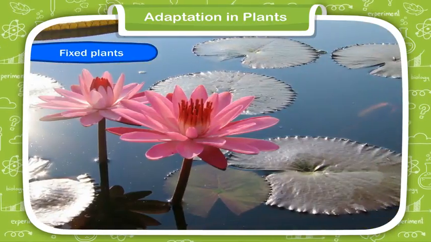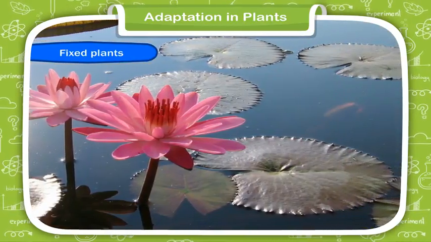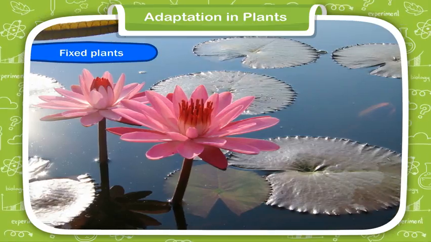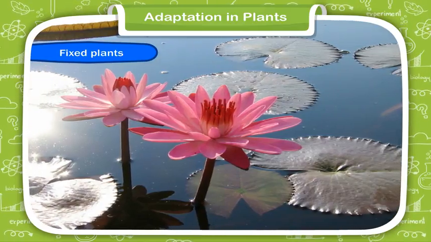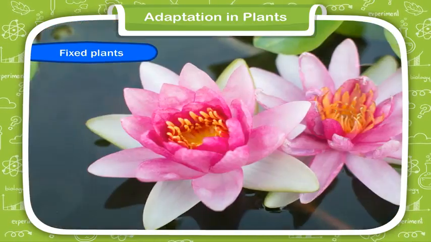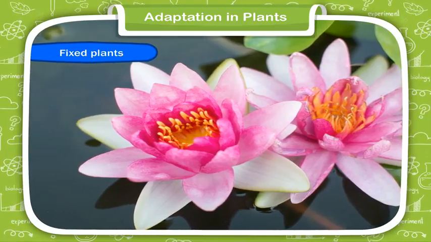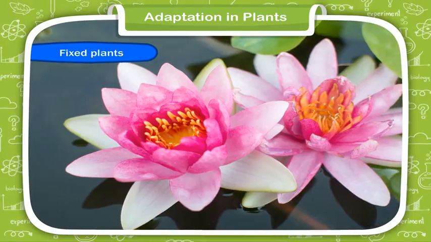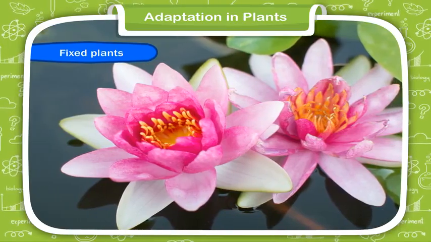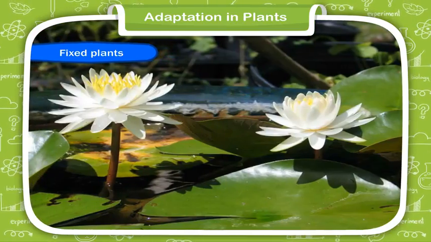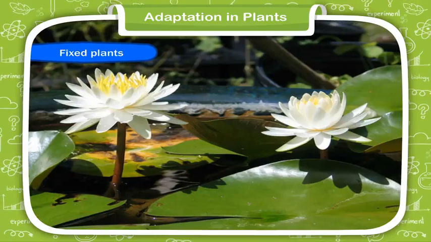Fixed plants. Plants such as lotus have roots which are fixed at the bottom of the pond. They are known as fixed plants. They have broad leaves and hollow stems. The leaves have stomata on their upper surface through which they breathe. Their leaves can float on the surface of the pond.